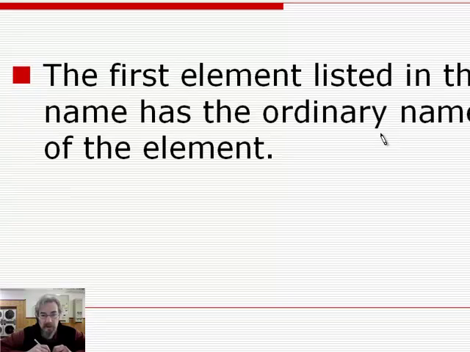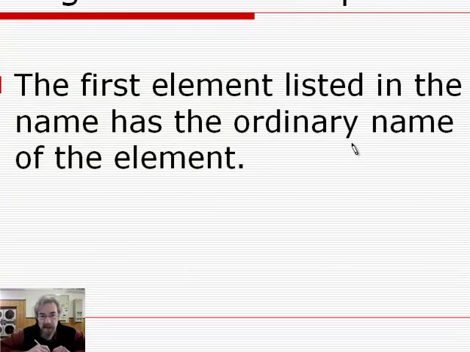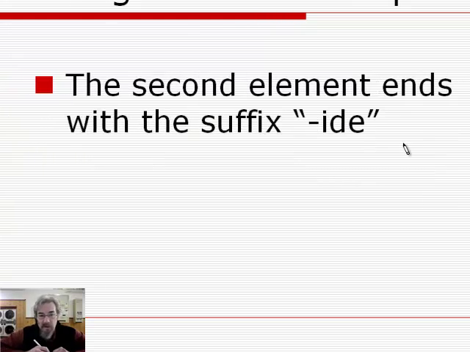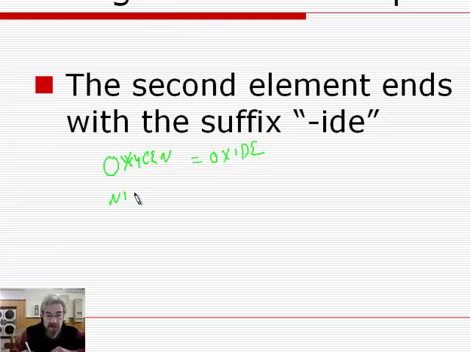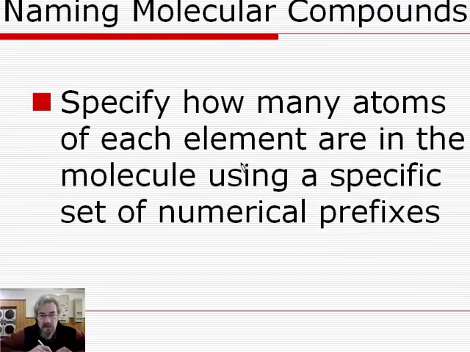Third rule: the first element listed in the name has the ordinary name of the element, the same name that it always has. Like if it was nitrogen, we just say nitrogen. If it was oxygen, we just say oxygen. The next rule: the second element ends with the suffix "ide." So, for example, if oxygen was the second element listed, we would call it oxide. If nitrogen was the second element listed in the name, we would call it nitride. And the last thing is we specify how many atoms of each element are in the molecule.